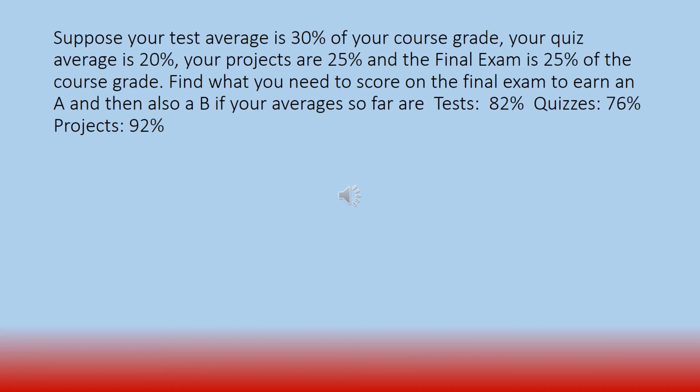Suppose your test average is 30% of your course grade, your quiz average 20%, your projects 25%, and the final exam is 25% of your course grade. Find what you need to score on the final exam to earn an A in the class, and then also what you need to score to earn a B in the class. So far, your test average is an 82%, your quiz average is 76%, and you've earned a 92% on your projects.